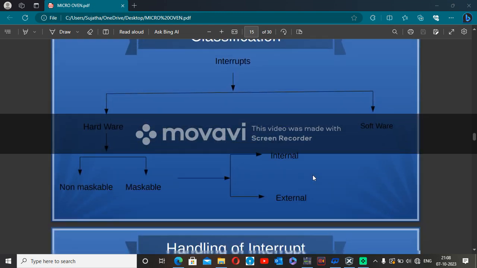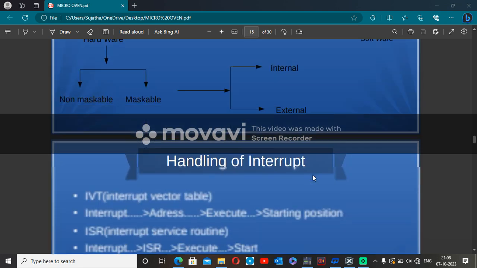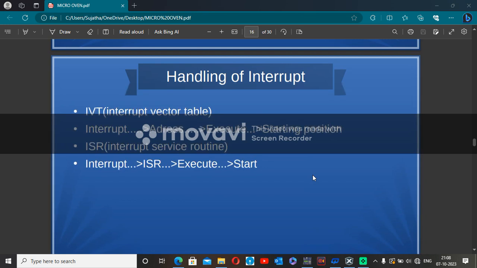The interrupts are classified into two types: one is hardware and another is software. Hardware interrupts are further divided into maskable and non-maskable. Handling of interrupts can be done in two ways: one is through the interrupt vector table and another is the interrupt service routine.